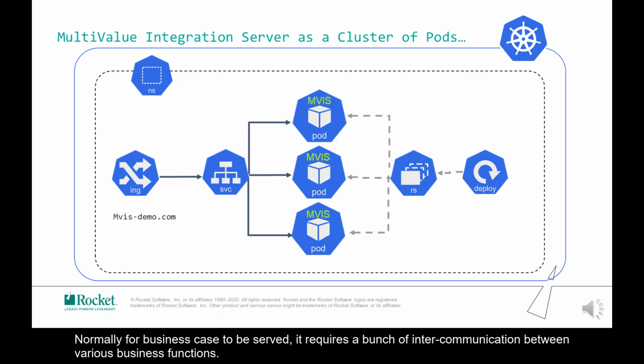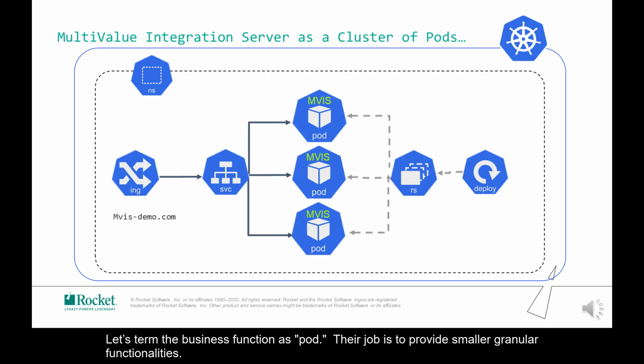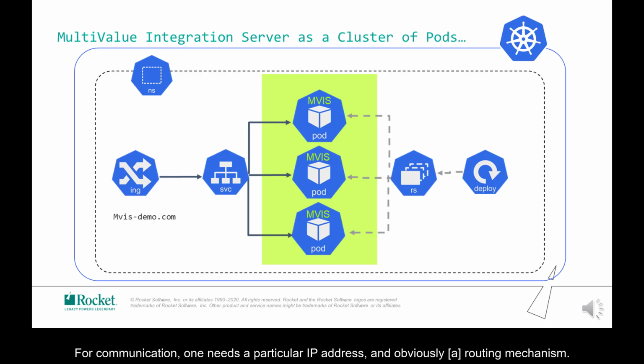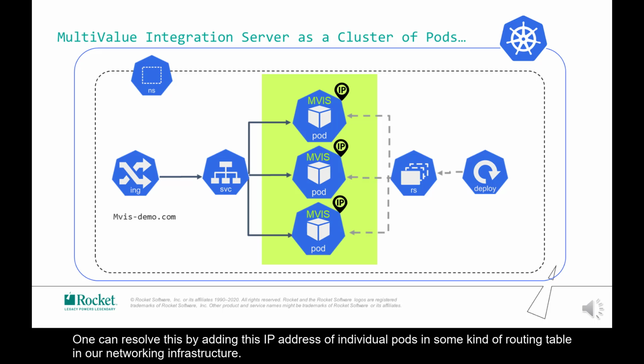Normally, for a business case to be served, it requires a bunch of intercommunication between various business functions. Let's term the business function as pod. Their job is to provide smaller, granular functionalities. So, in order to have the business case served, one needs to communicate across the functions. For communication, one needs a particular IP address and obviously routing mechanism.